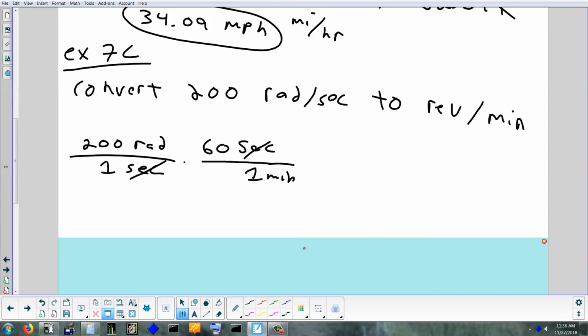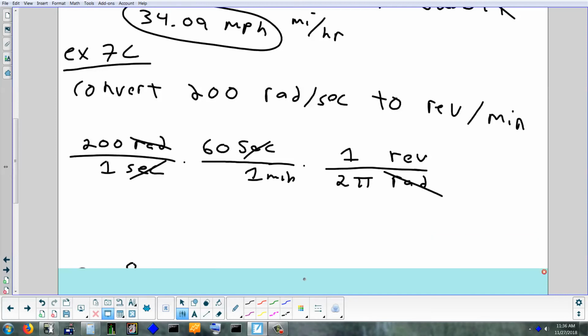Now we want to change radians to revolutions. Even if we're not sure what the numbers are, we should be able to figure out where radians goes. On the bottom. And this is something we did yesterday. I know there's 360 degrees in a revolution, but that doesn't help. I need how many radians in a revolution? 2 pi. Yep. So there's 2 pi radians in 1 revolution. And there you go.